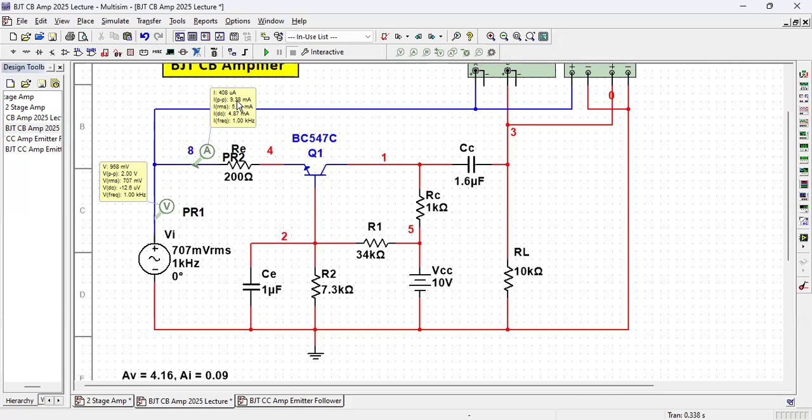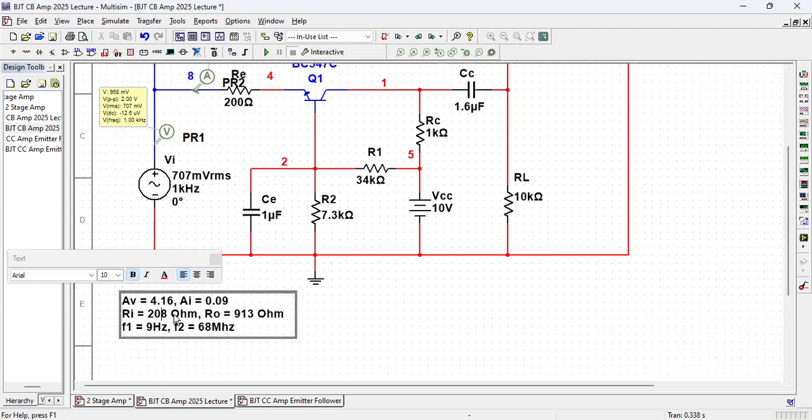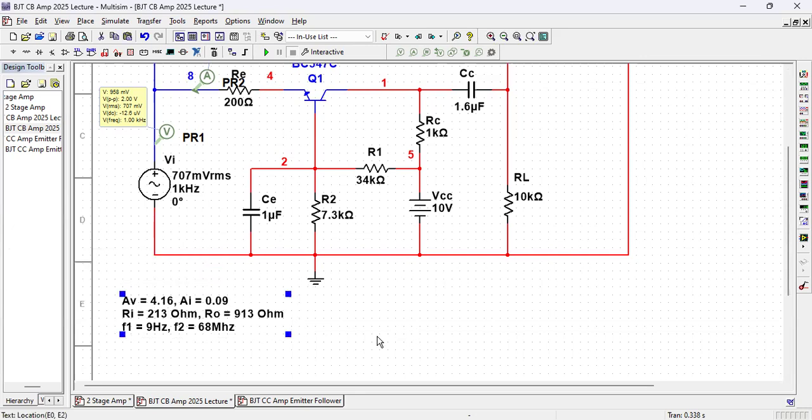Here the current is 9.38 milliampere and the voltage is 2 volt. So the resistance is 2 volt divided by 9.38 milliampere. 2 volt means 2000 millivolt divided by 9.38 milliampere is equal to 213 ohm. I had written 208 in my last measurement, so let me make it 213 ohm.